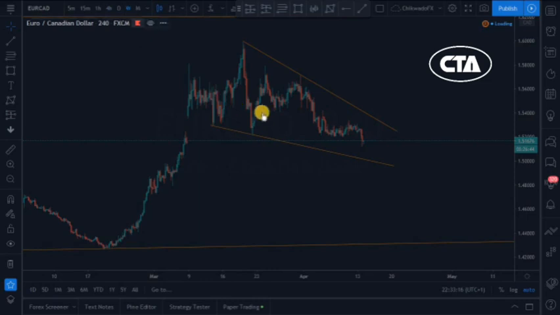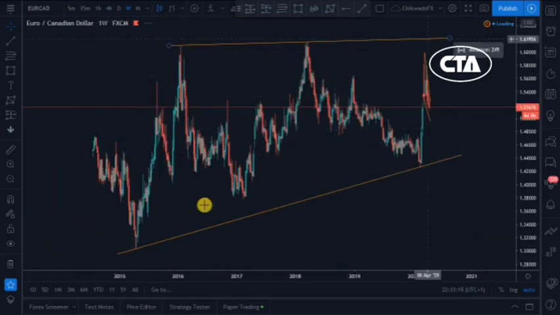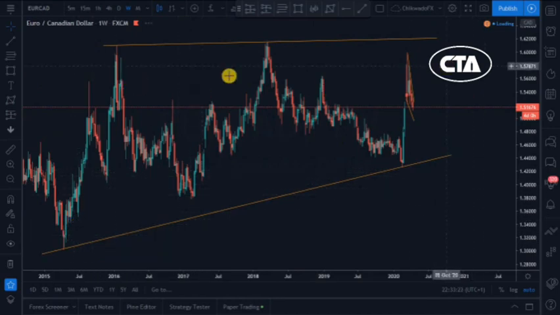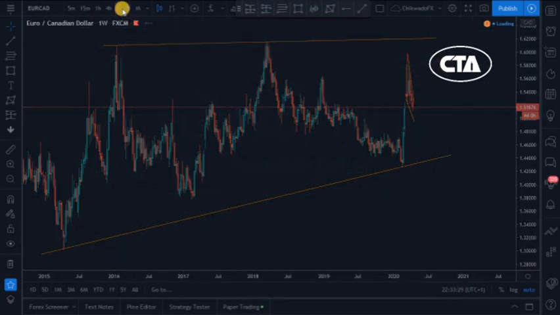Start from the higher time frame, find out the overall structure. I've seen this running channel here, I've seen this channel here, this touch, but then I drop down the time frame and try to find out the story that price is telling me.